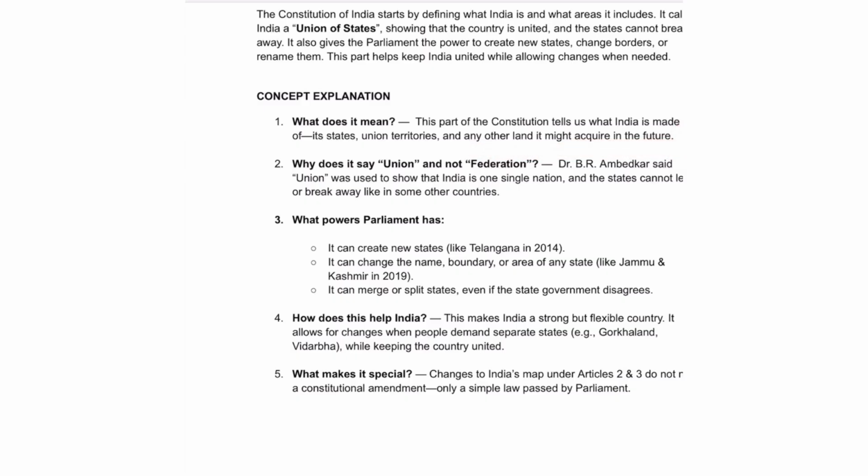So why does it say union and not federation? Because Dr. Babasaheb Ambedkar said that union was due to show that India is one single nation and the states cannot leave or break away like in some other countries. Like US is a federation. So the states have come together by signing a federation deal, so they have full power of moving away from that. But that's not the case in India.